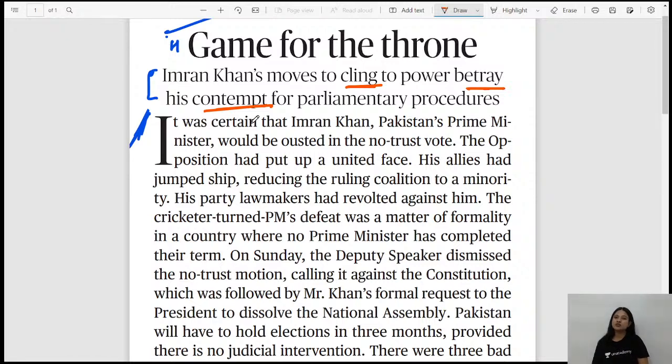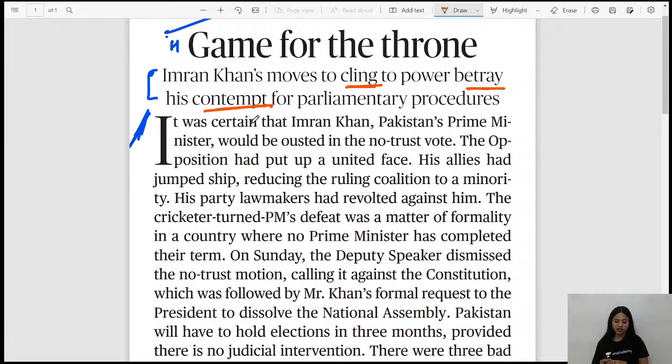So cling means to stick to something. किसी चीज से चिपक जाना, उसको छोड़ना नहीं. Like how Imran Khan has clung to power. Next है betray. Betray मतलब धोखा देना. And contempt means strong hatred.